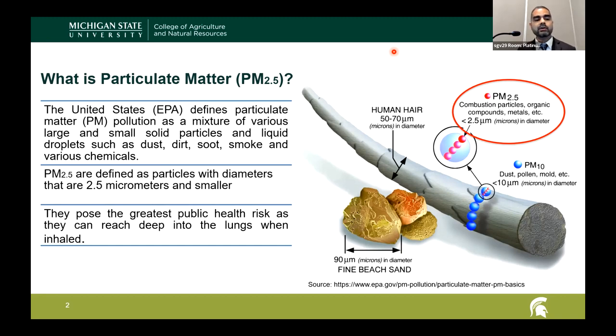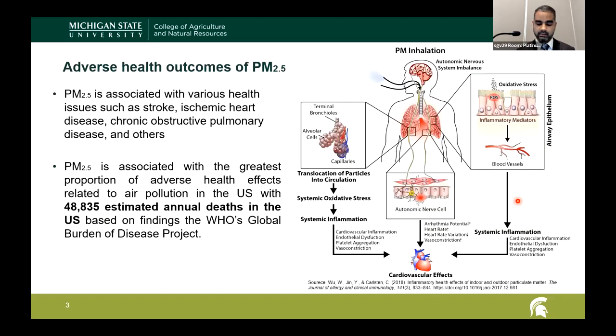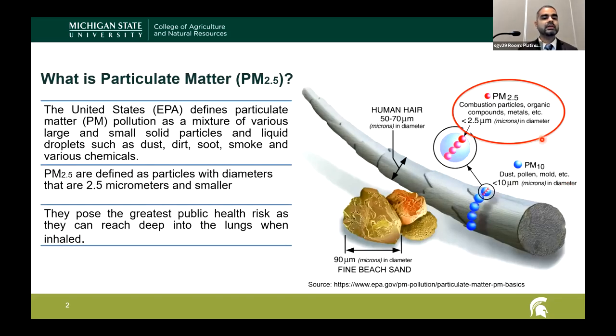And particulate matter 2.5 are those particles which are 2.5 micrometers or smaller. To put that in perspective, this is a strand of human hair, and you can see particulate matter 10, which is 10 micrometers, and you can see how small particulate matter 2.5 is. And since they are so small, they can pose the greatest public health risk as they can reach deep into the lungs when inhaled.